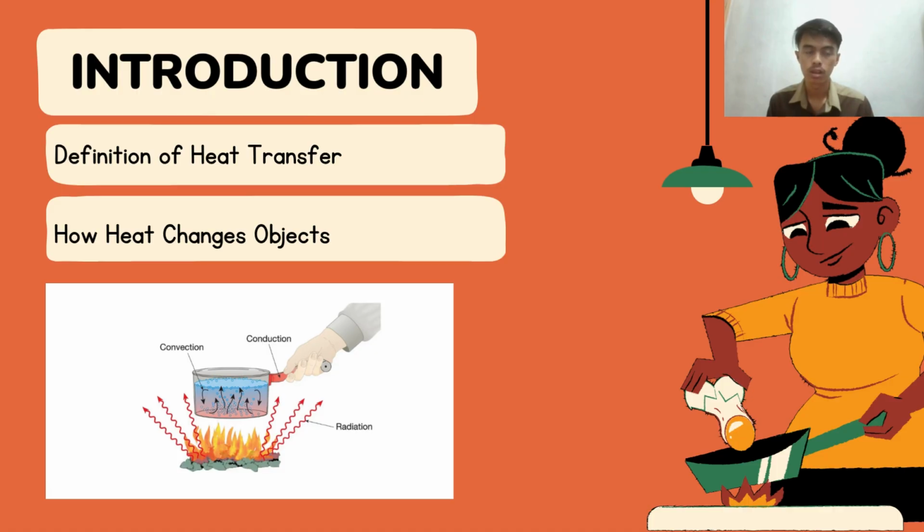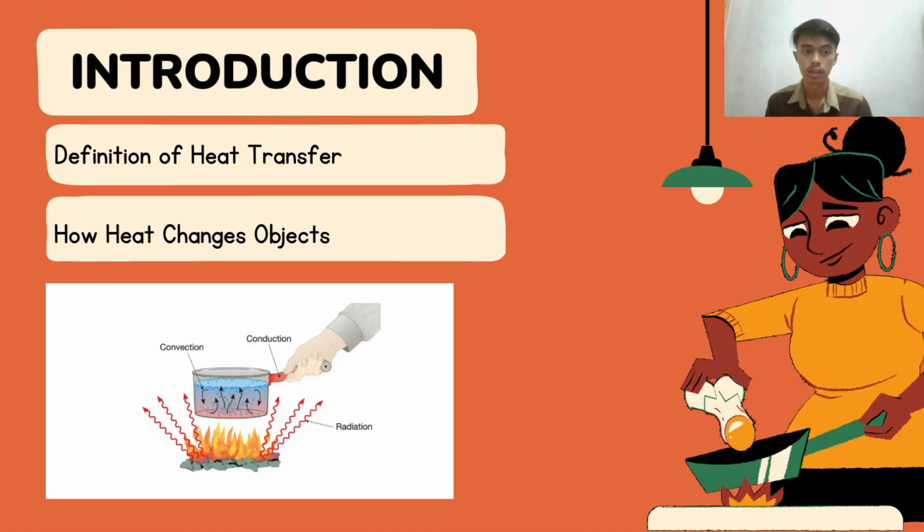So for conduction, it happens in solids, especially metal. It occurs when heat is transferred directly through a material from one particle to another without the material moving. For example, when one end of a metal rod is heated, the other end becomes hot over time.